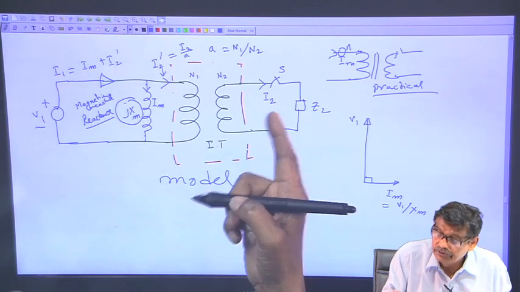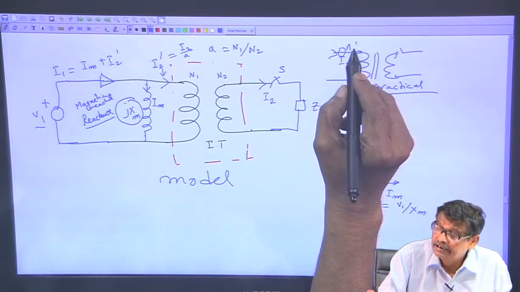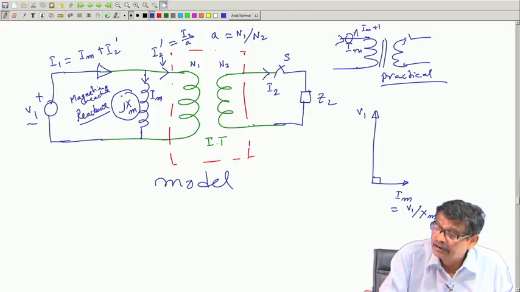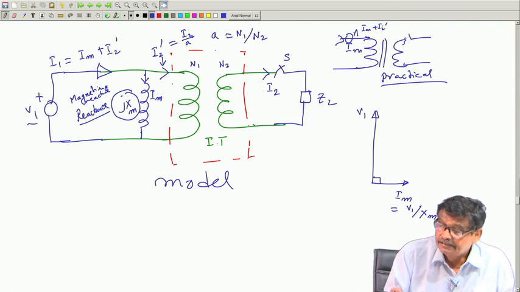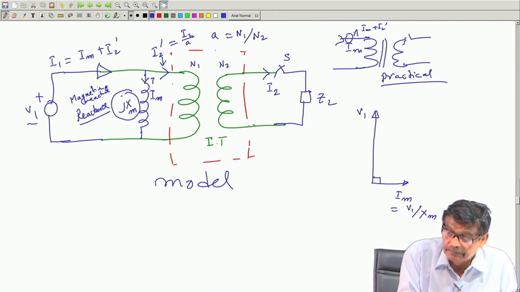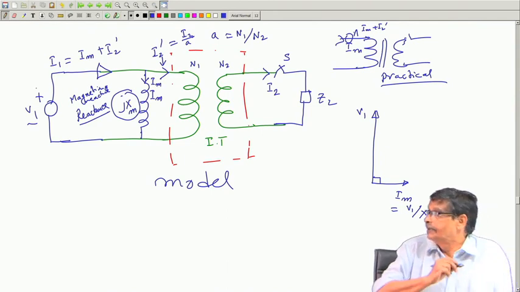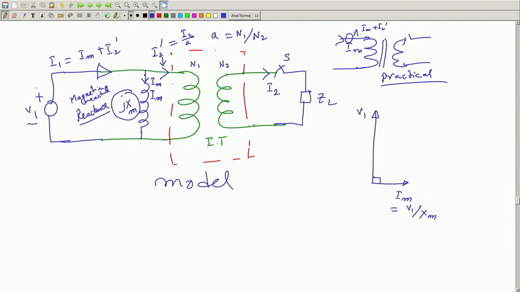With S closed, the current in a practical transformer, we have seen, is Im plus I2 dashed. Yes, it is correctly representing. Close this switch, and from the knowledge that this portion is ideal, here now will appear a reflected current I2 dashed, and I2 dashed plus Im will give you I1. We will continue with this in the next lecture, but please go through this portion very carefully.